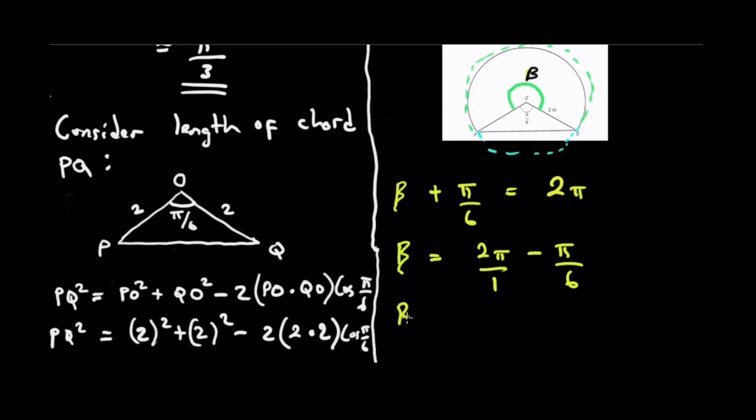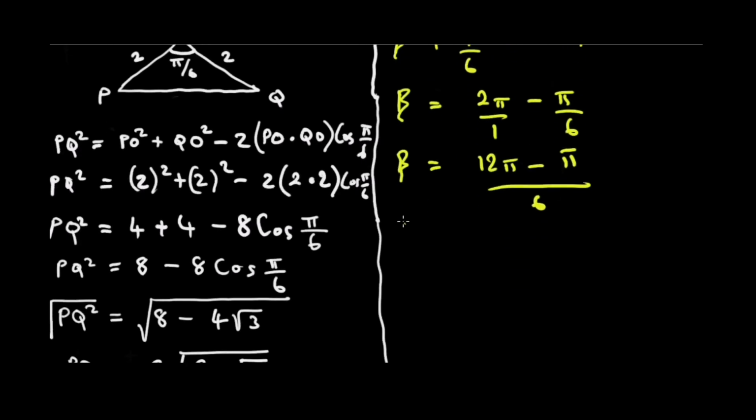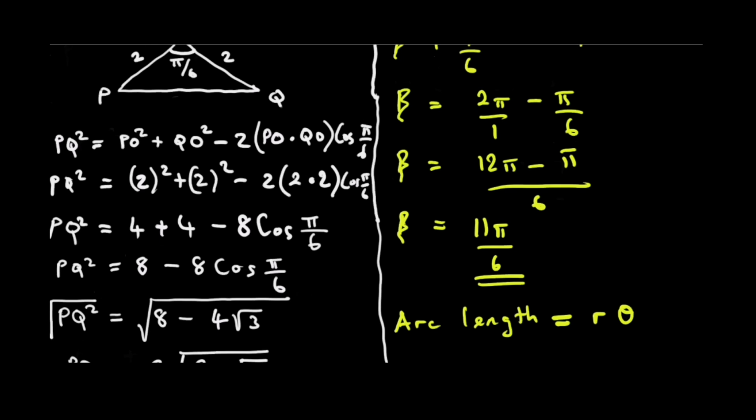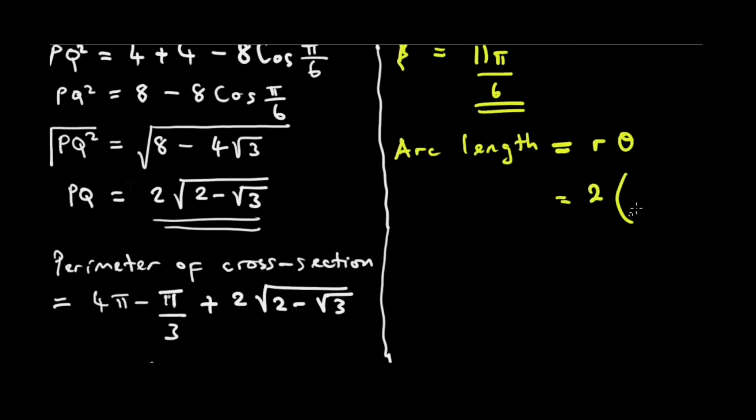Here we put it over 1. So beta is equal to 6 times 2 pi, which gives 12 pi, minus 1 times pi, over 6. So it's 12 pi minus pi over 6, so beta is equal to 11 pi over 6. This is the angle. So to find the arc length, the arc length is equal to r theta, where r is 2 and theta is now 11 pi over 6.